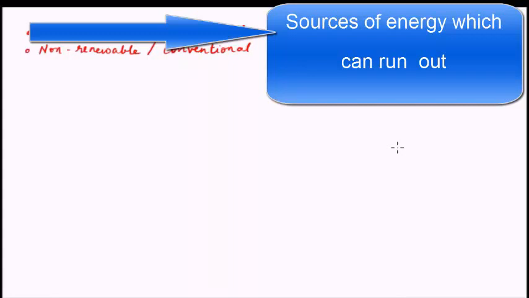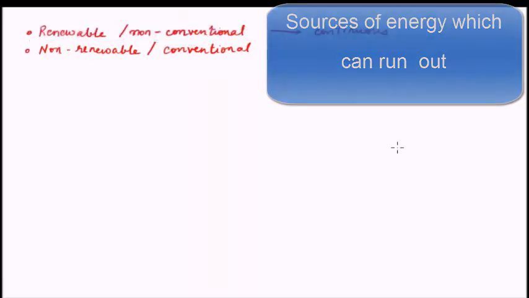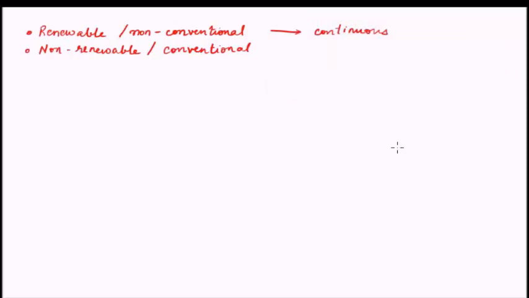That is, they have been formed in nature over a course of time. It has taken a lot of time for those sources to come into existence. So once we start using it, it does not continuously get replenished. It takes a lot of time for the source to generate the amount of energy that we are using again. Therefore, it's not a continuous source of energy. Hence, it is called non-renewable source of energy. So this is not a continuous source.